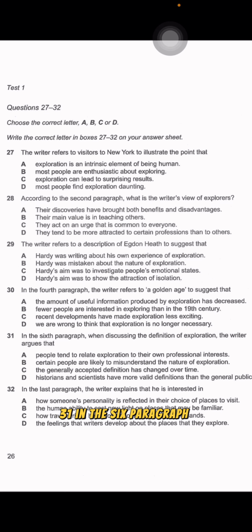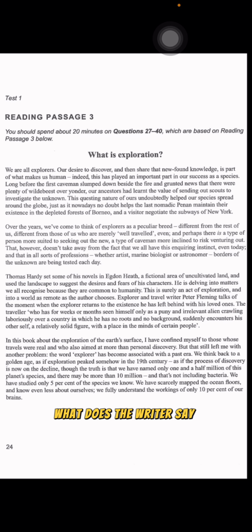31. In the sixth paragraph, when discussing the definition of exploration, the writer argues that. So let's read paragraph 6, the definition of exploration. What does the writer say?